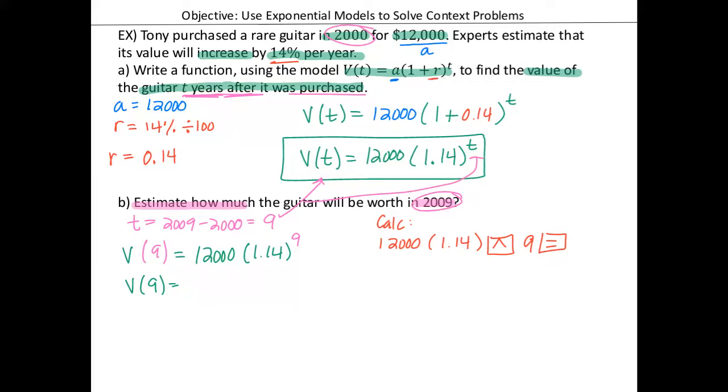Okay, double check your answer with your partner. What did you get in the calculator? Did you guys double check with somebody?